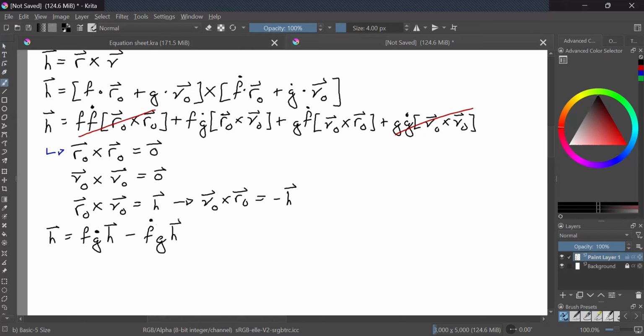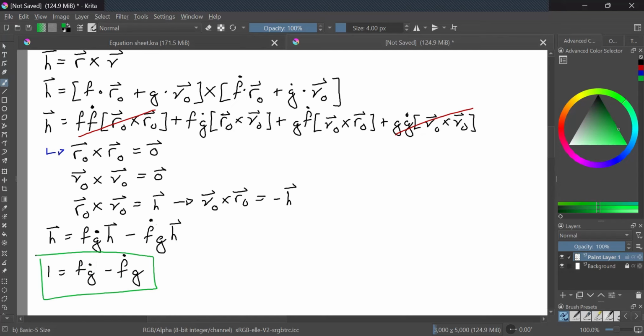Now we can factor out the h, turn it into a scalar equation. 1 equals f g dot minus f dot g. And this is the constraint for the Lagrangian coefficients, which tells us that if we know 3 of these values, we can know what the 4th one is, which isn't a huge step, but it is a step. It is a step in the right direction.